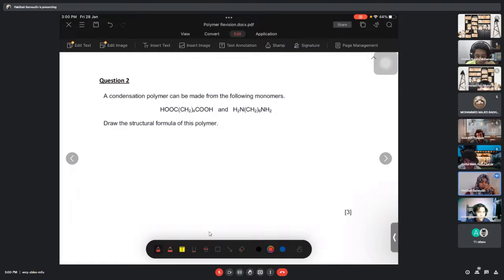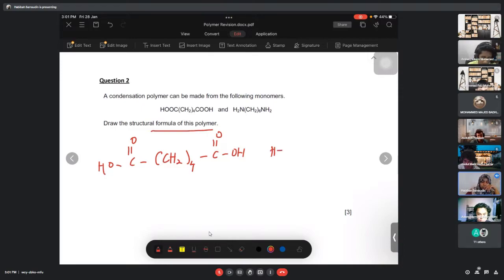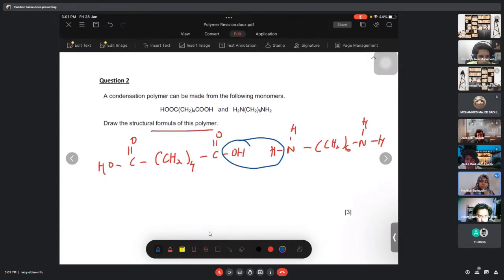So we have two monomers. Draw the structural formula of this polymer. Okay, so I'll just do CH2, 4. So you have C double bond O, OH. And then you have C double bond O, OH here, and then you have hydrogen. I open the structure so that it's easy to show what is being deleted. So hydrogen, hydrogen. So we delete water.